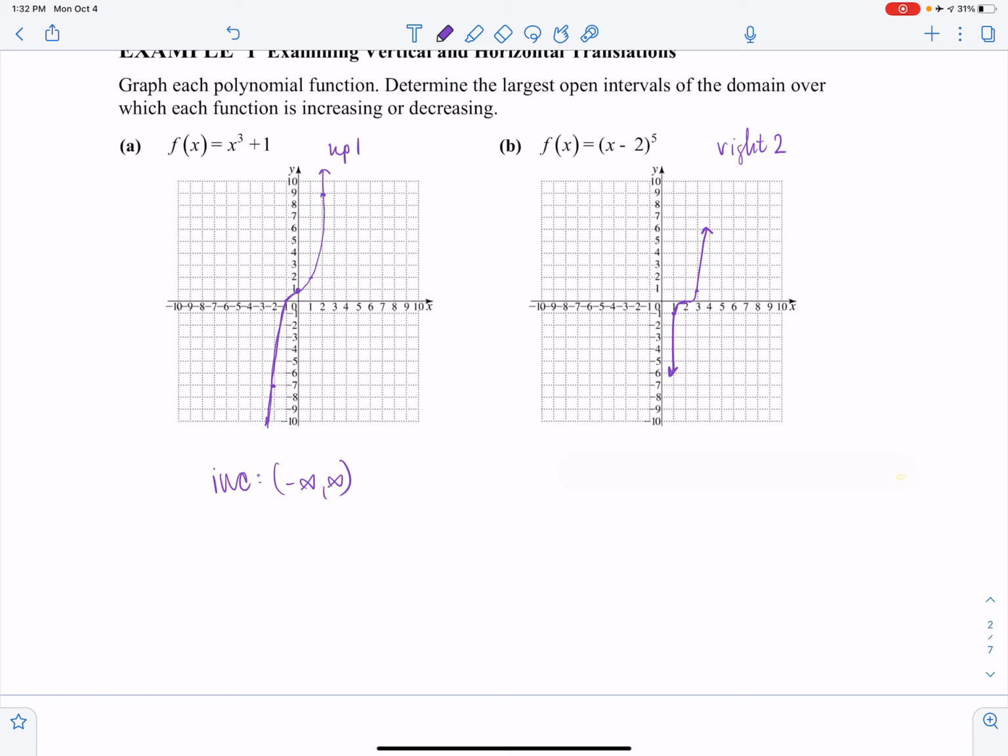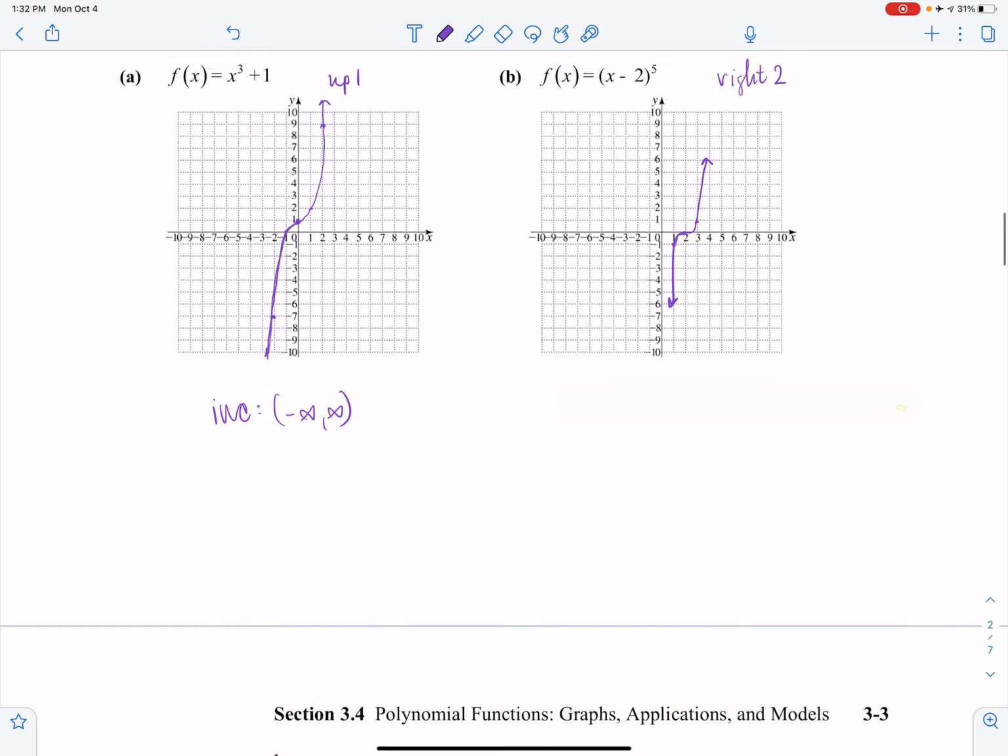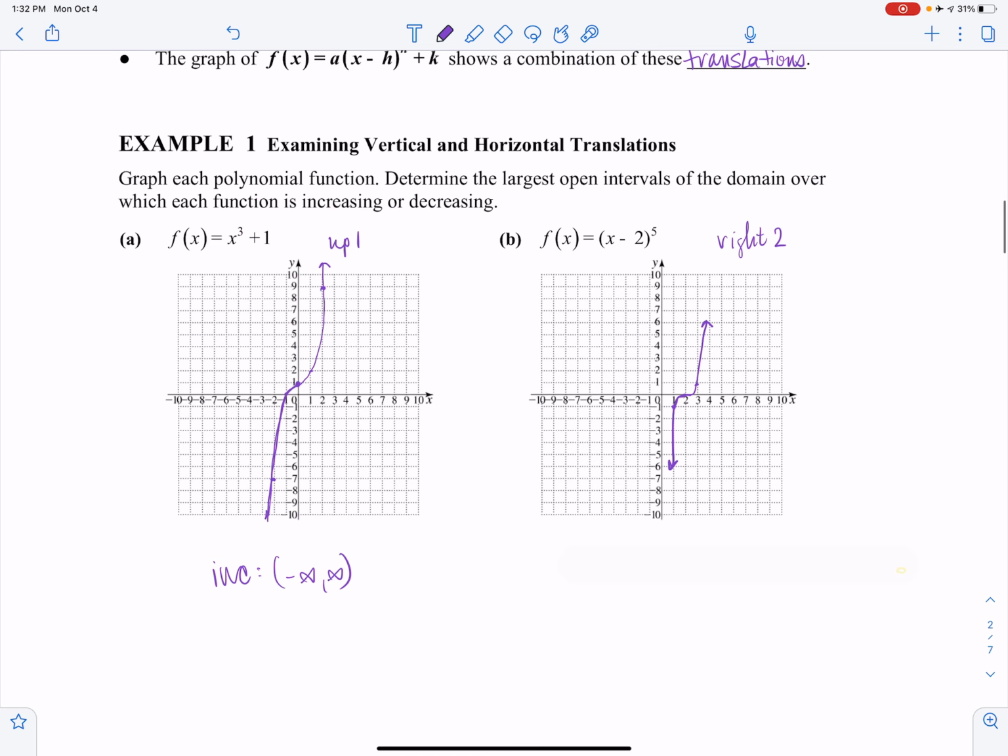I could say that I was going to go to the right 2, but I would need to be able to go all the way up to 2 to the 5th power, which is 32, so I just don't have enough blocks for that. All right, and then my increasing and decreasing for that guy, it's always increasing over the whole domain.